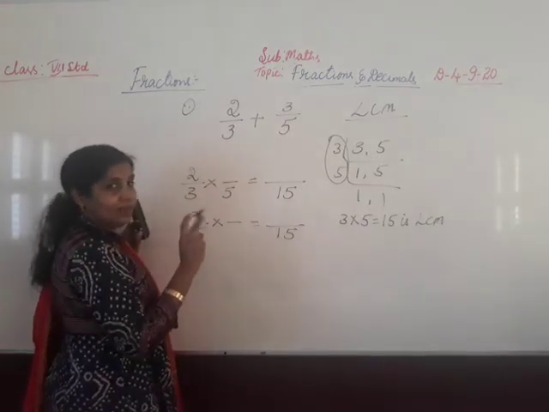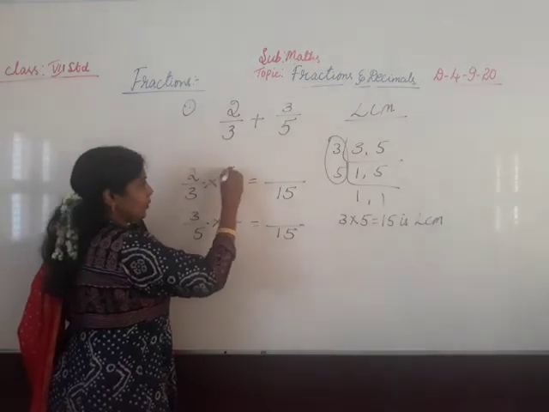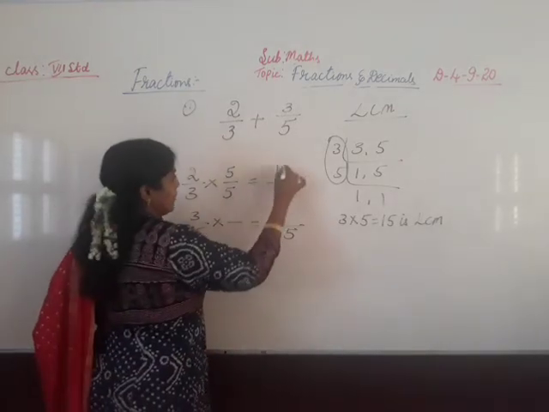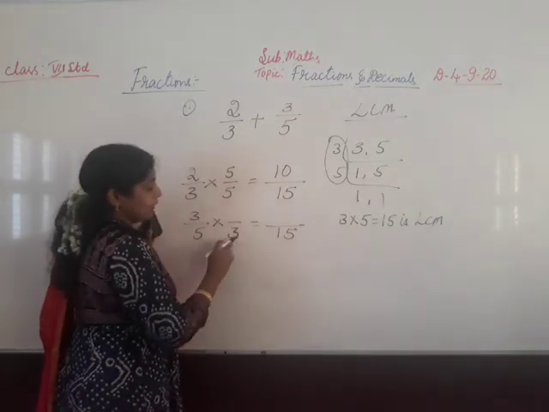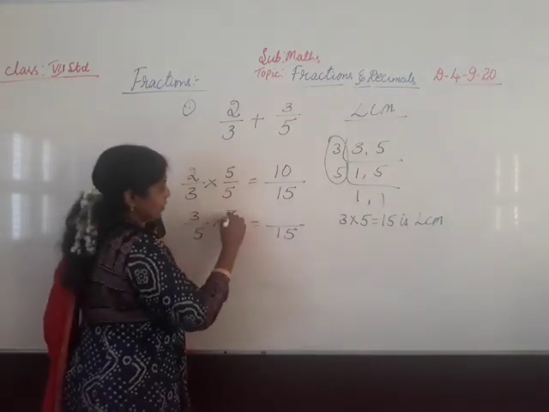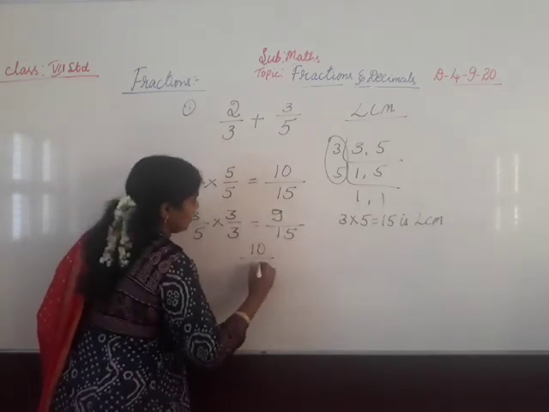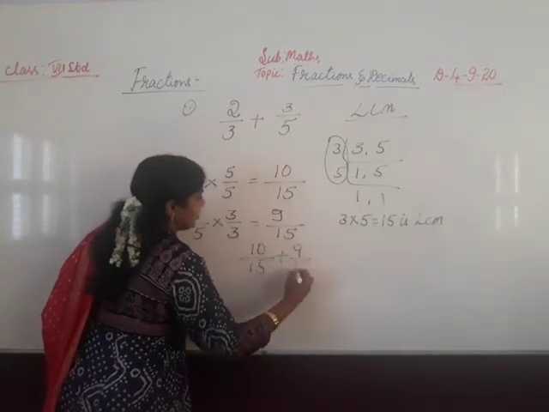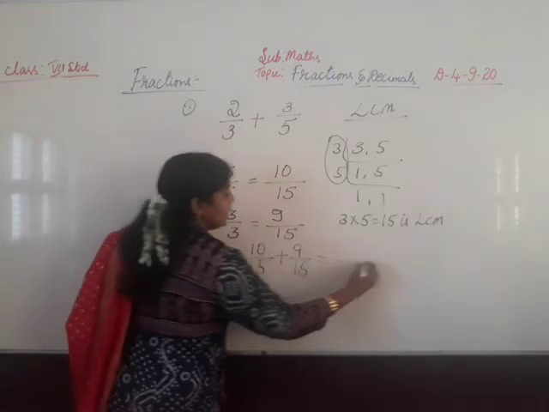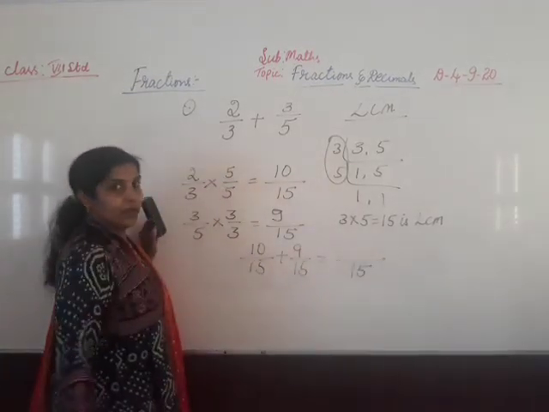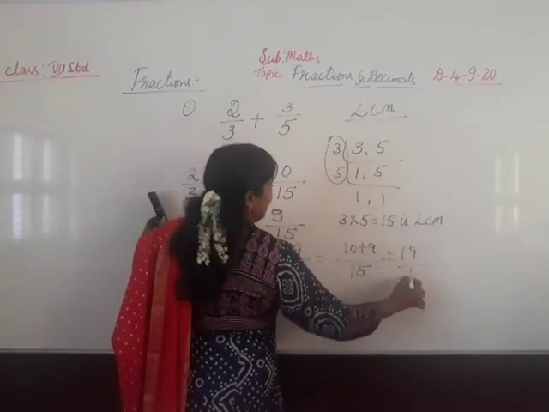3 5s are 15. As I told at first, if you multiply the denominator by 5, we have to multiply the numerator also by 5. 2 5s are 10. Next, to get 15, 5 should be multiplied by 3. If the denominator is multiplied by 3, the numerator is also multiplied by 3. 3 3s are 9. So we get 10 by 15 plus 9 by 15. Now we can add the fractions, because we made the denominators equal to 15. Now 10 plus 9, 19 by 15.